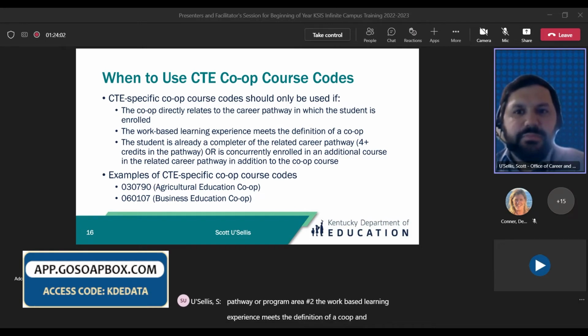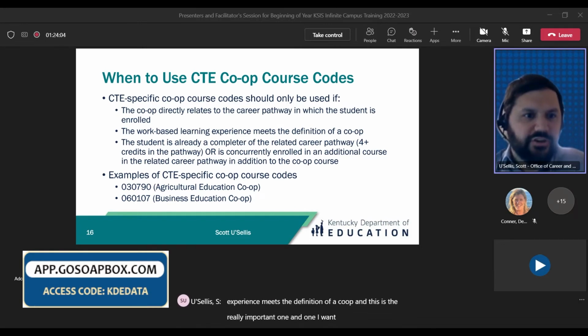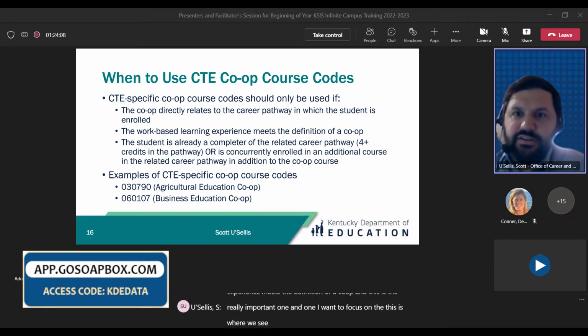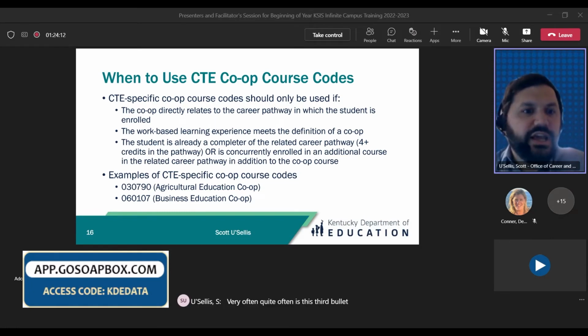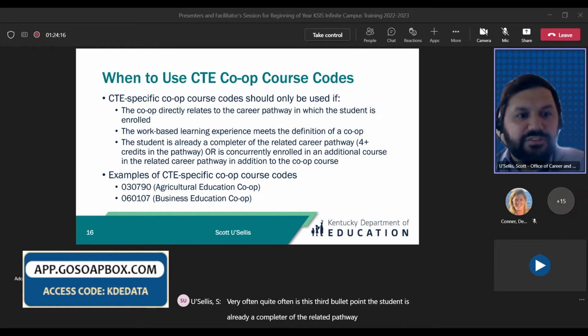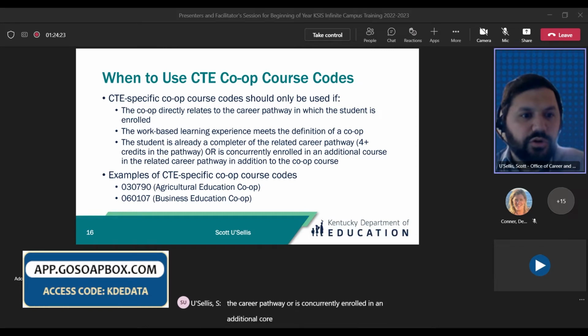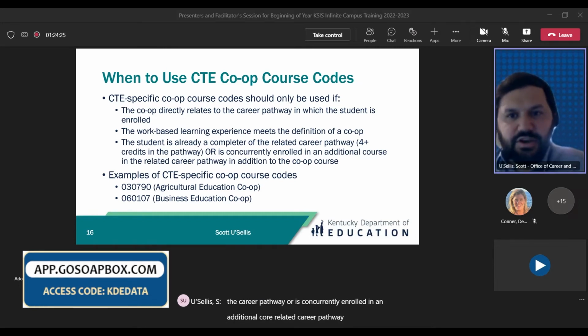And this is the really important one, and one I want to focus on. This is where we see mistakes made quite often: this third bullet point. The student is already a completer of the related pathway, 4+ credits in the career pathway, or is concurrently enrolled in an additional core related career pathway in addition to the co-op course.